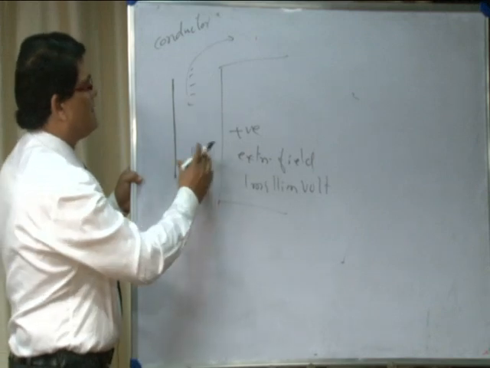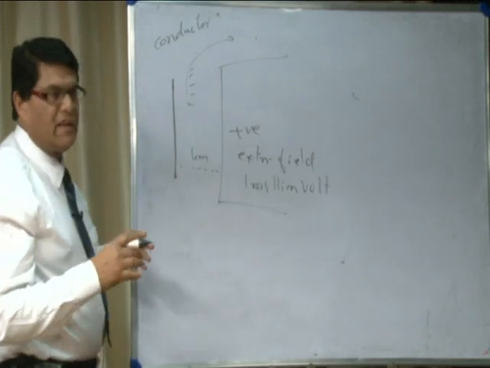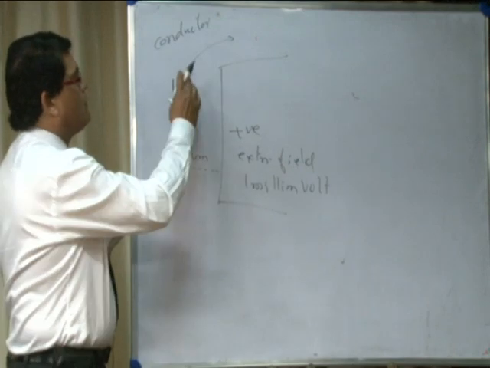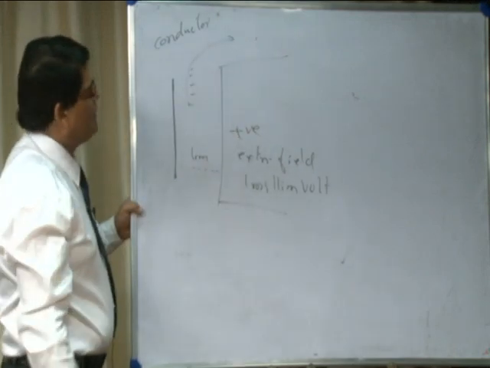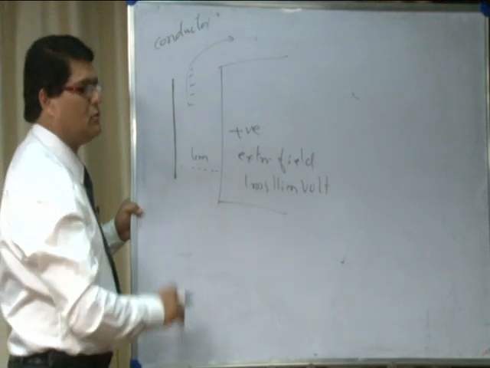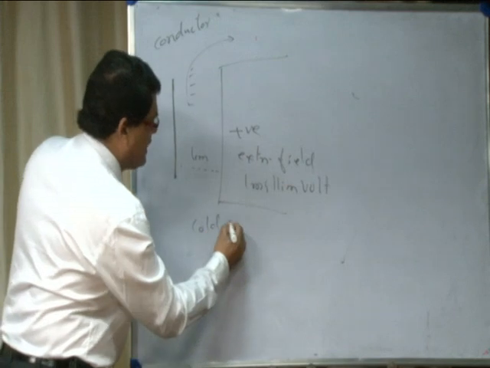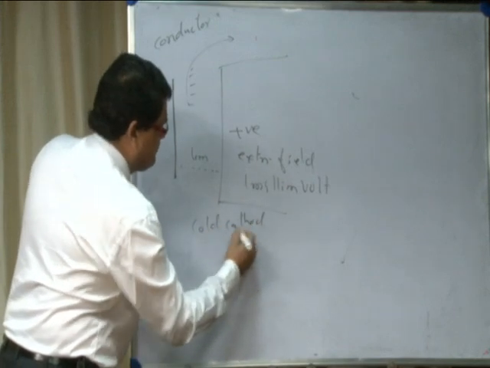In this process there is no external heating, so no heating effect takes place, and the electrons are generated all the same. So, this process is also called cold cathode emission.